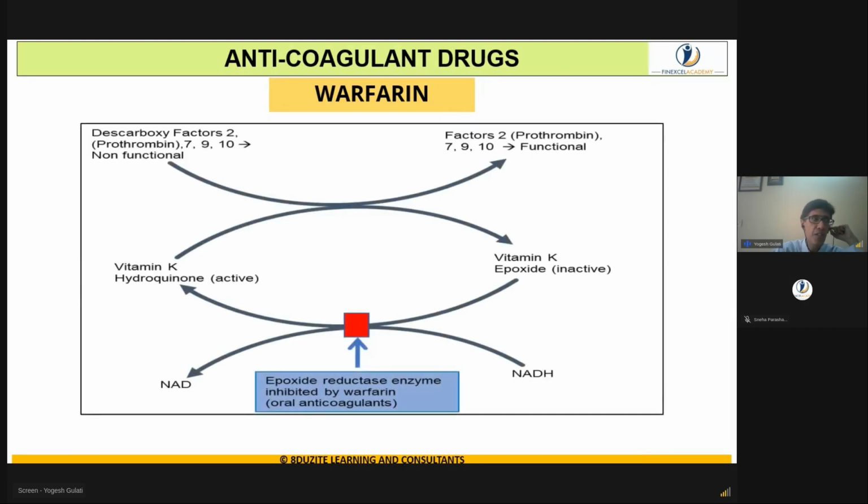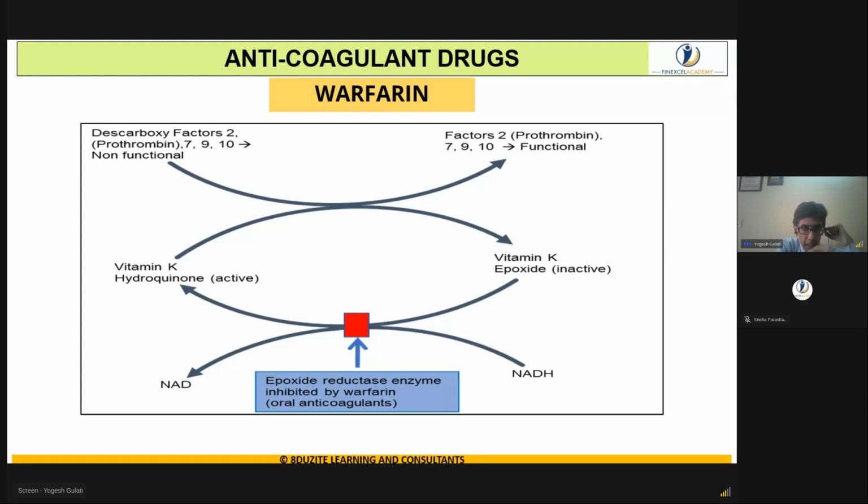Next is, how does warfarin act? So this is very important and this is very simple. So we'll follow the two graphs. On the top, we have decarboxy factors 2, 7, 9, 10, which are non-functional. On the right side, we have factors 2, 7, 9, 10, which are functional. So these are carboxy. So for decarboxy, non-functional, to get activated to normal carboxy 2, 7, 9, 10, we require vitamin K hydroquinone.